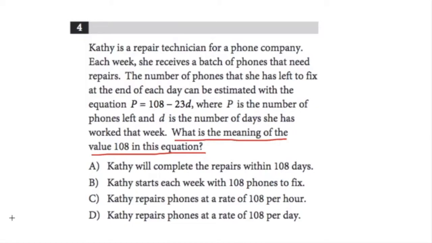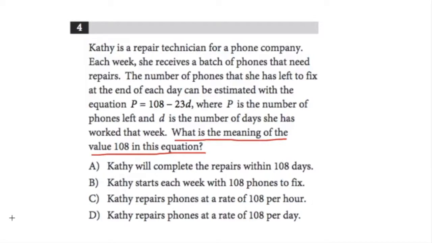But go ahead and read answer choice C. Kathy repairs phones at a rate of 108 per hour. Laughter is the appropriate response to that. I want you to think about that for a minute in basic, common sense, logical terms. Is it possible that someone could repair phones at a rate of 108 phones per hour? I don't think so. Probably not. That's crazy. Juliana, does that make sense? Why is that a crazy sounding answer choice?